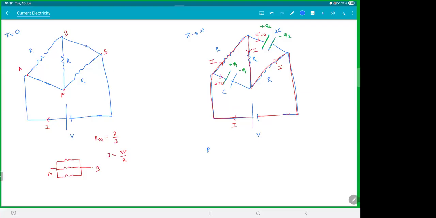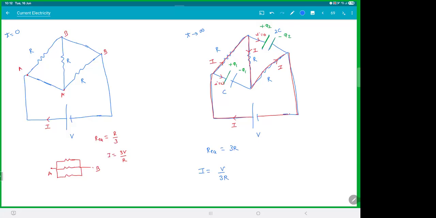Perfect. So what is R equivalent here? 3R. This itself is a good question. At T0, all the resistors are in parallel. At T infinity, all the resistors are in series. So R equivalent will change. So they can ask you to find the ratio of R equivalent at infinity and zero. It will be a good integer question. 9 would be the answer. So current would be V by 3R.